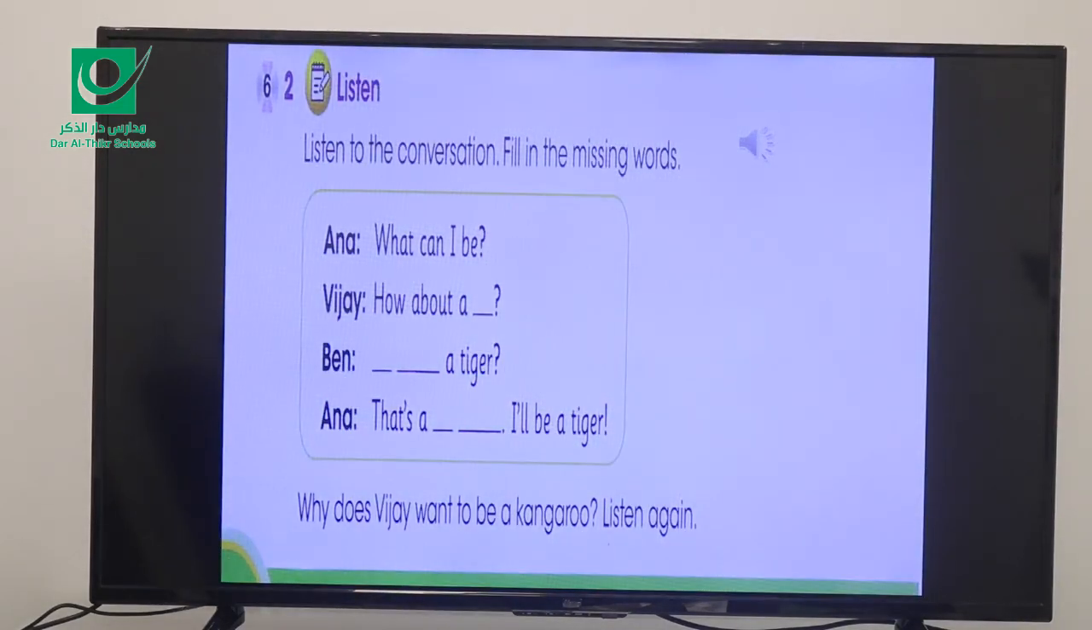Now, students, exercise number 6, listen to a conversation and fill in the missing words. Please listen carefully. If you can't fill the spaces while listening, that is okay.